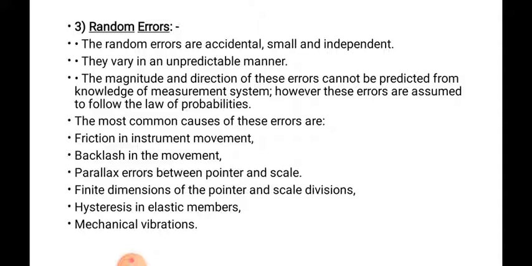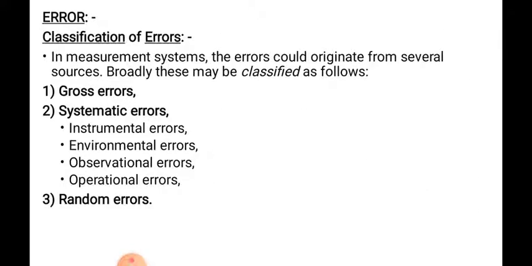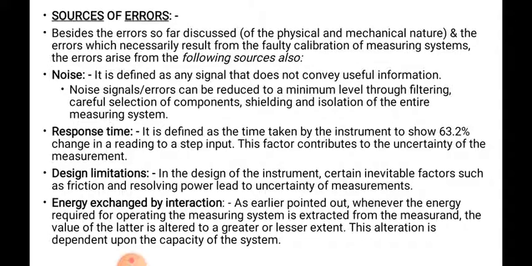Okay, the next one will be the backlash in the movement. Backlash in the movement is what? It is nothing but, in the back end of the instrument there will be a chance of occurrence of some errors, and that is nothing but the error caused by the random errors. Okay, so in today's lecture we have studied the classification of errors, in that gross errors, systematic errors, and random errors. Okay, so in the next lecture we will study the sources of errors.